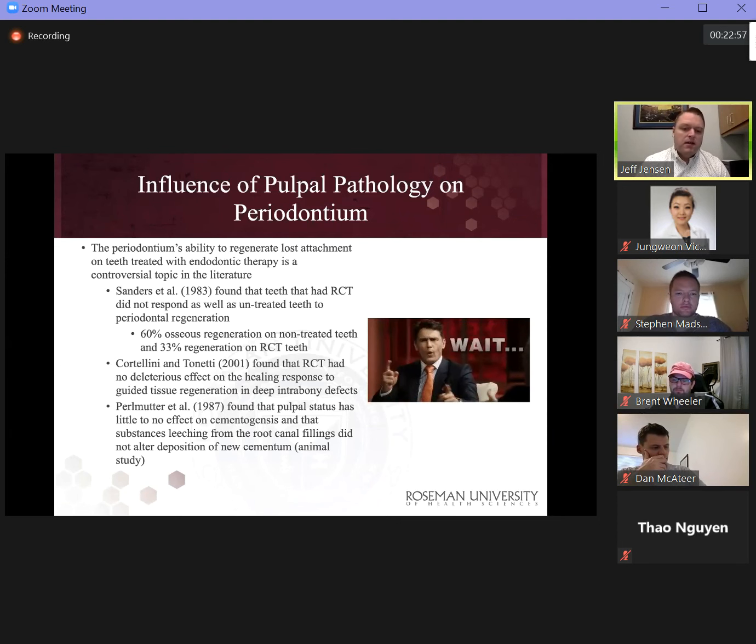And then again, most of the studies you'll see find that pulpal status really doesn't have any effect on regeneration. However, like I said, I'm just putting this in here to show you that there is some disagreement in the literature. However, my opinion and what I've seen is if a tooth has had a root canal, as long as that root canal is done well and the tooth is free of any pulpal pathology at the time, we can do good periodontal treatment on that tooth and keep it.